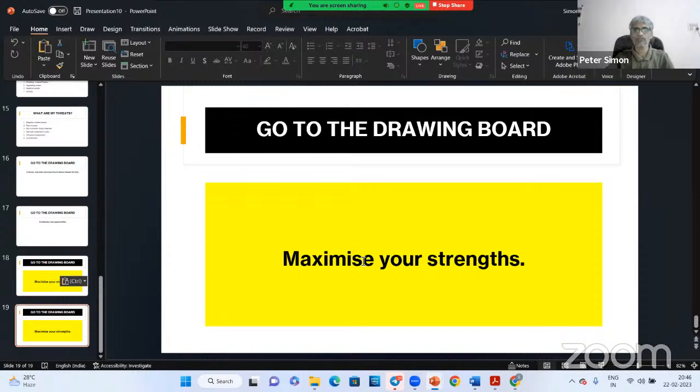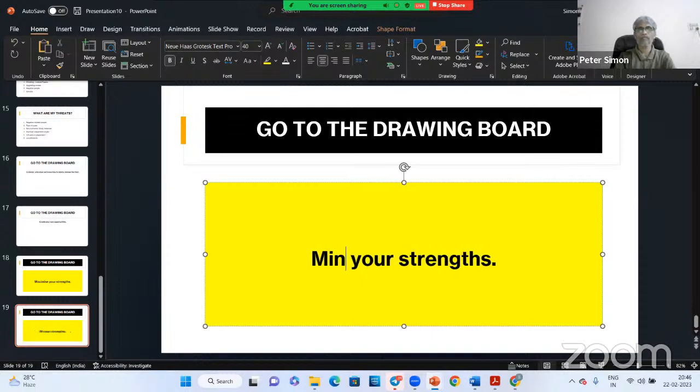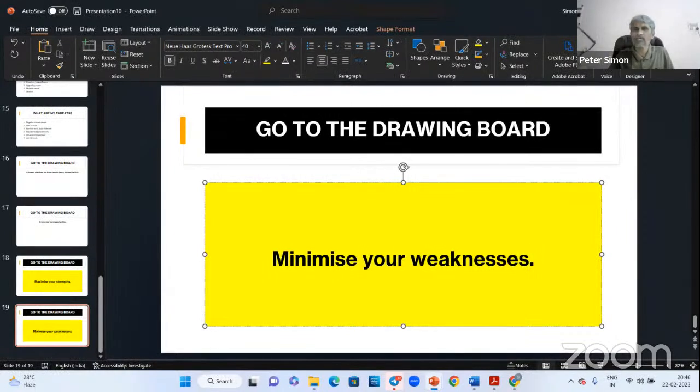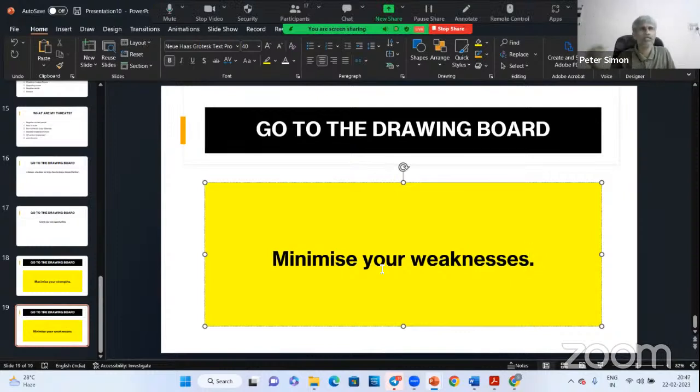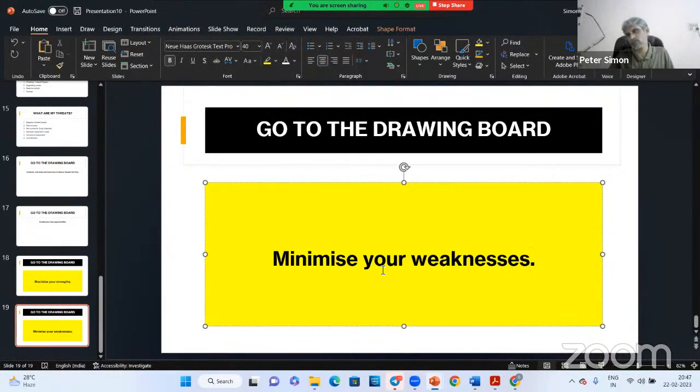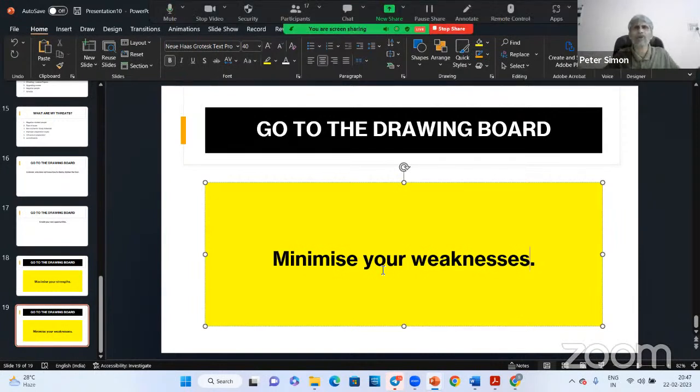Second point is minimize your weaknesses. Man is born free, but is always in chains. Break those chains. Emancipate from your weaknesses.